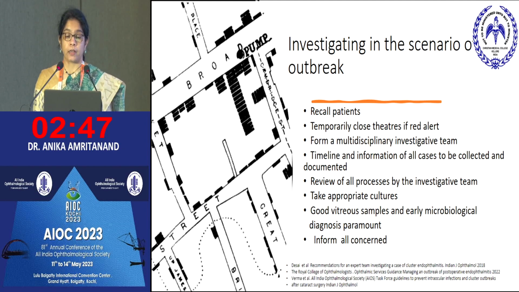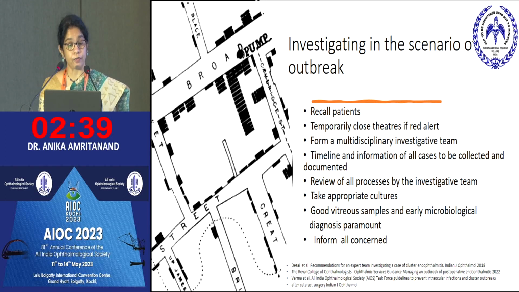So if an outbreak happens, then what do we do? Basically, it becomes an epidemiological exercise, just like the first one by Dr. John Snow, who found the source of the infection in a hand pump. So we need to find our hand pump for our cluster of cases.